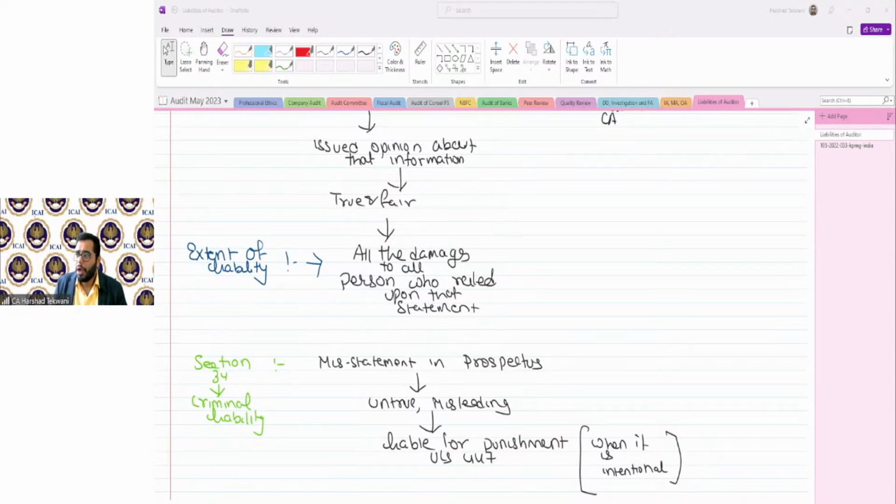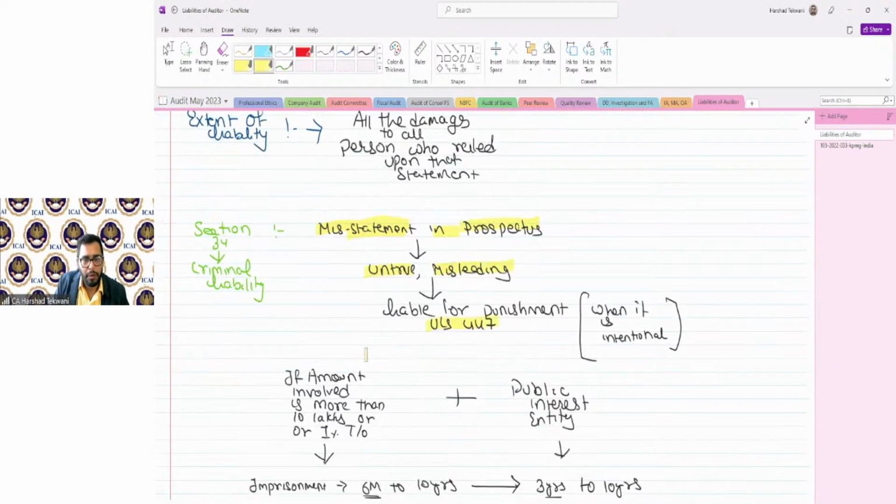Okay. So in case of a criminal liability, section 34 says that where a prospectus is issued, circulated or distributed as per the provisions of the Companies Act, and any statement in the prospectus, not one particular, but any statement, is untrue or misleading, then every person who is authorized to issue such prospectus will be held liable under section 447. So liability is established under section 447.